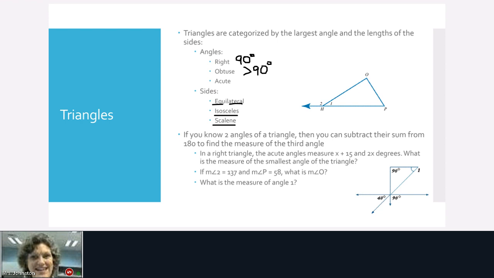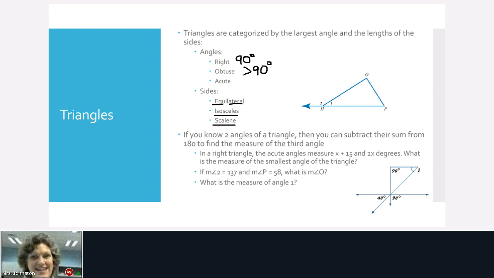So a triangle could be considered acute scalene or acute isosceles. And of course, every equilateral triangle is going to be acute because the angles are all 60 degrees, which is less than 90. But it could be a right isosceles triangle where the two sides on either side of the right angle are equal. So every triangle will have a designation by angles and a designation by sides.